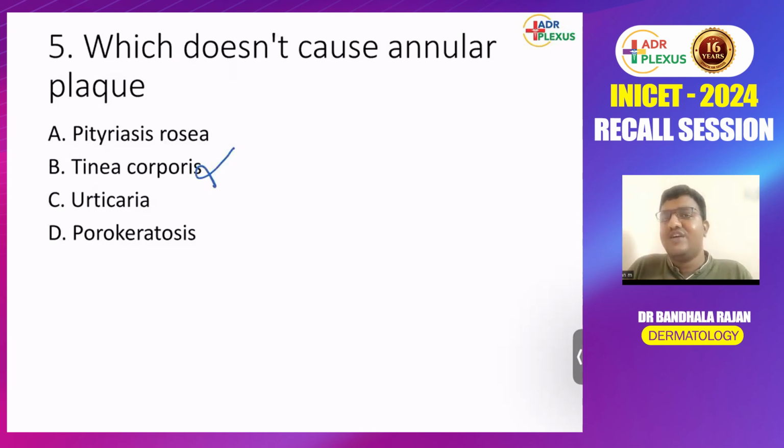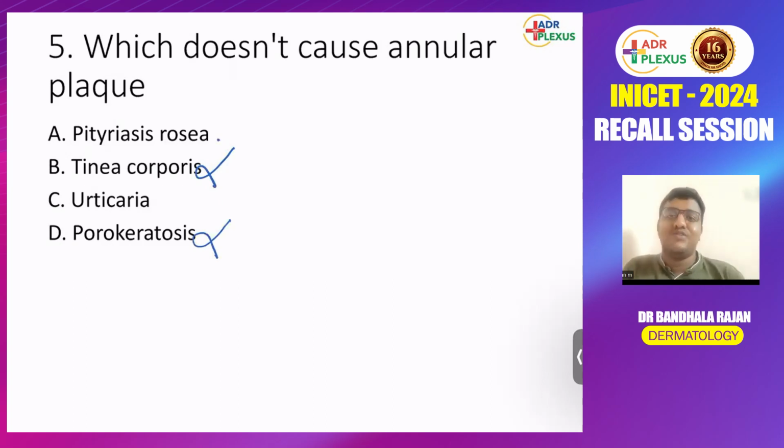Most of you got confused with these three options. And most of you even thought pityriasis rosea might not be the answer because these are round to oval plaques. So I will tell you here. Out of these four, definitely tinea corporis and porokeratosis are annular lesions. Only two things are left: pityriasis rosea and urticaria.